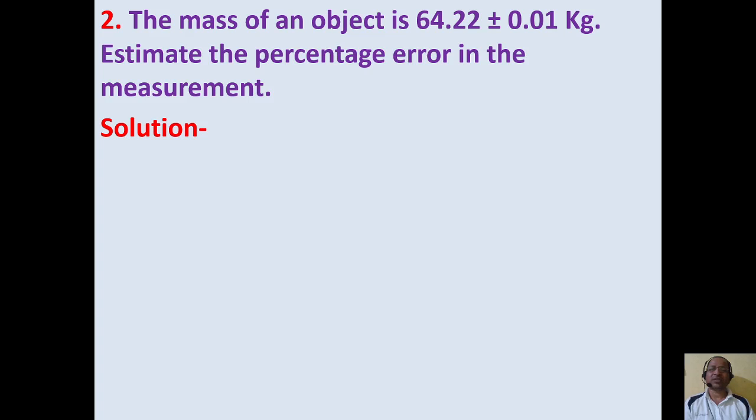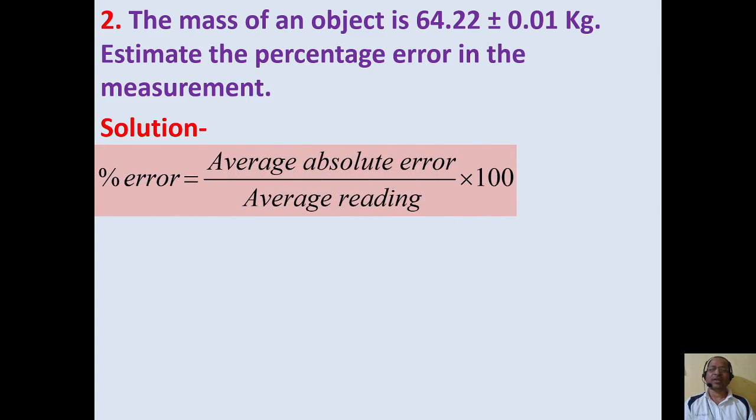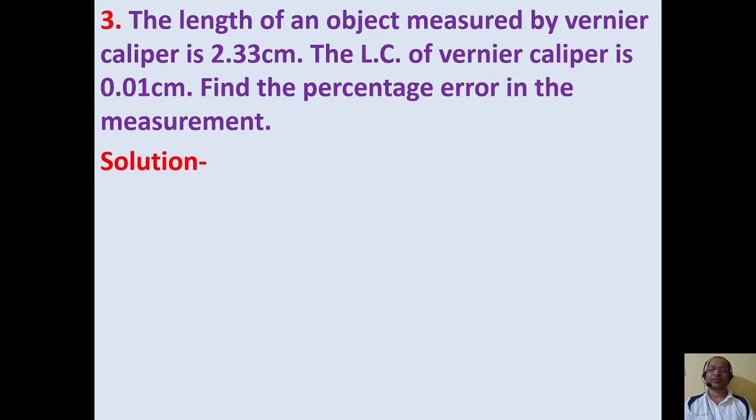In the second problem, the mass of an object is given as 64.22 plus minus 0.01 kilogram, and we have to find the percentage error in the measurement. Remember, in such problems, the first part given here, 64.22, is the average reading. The second part, 0.01, is the average absolute error. So you can directly find the percentage error using the formula average absolute error upon average reading multiplied by 100. So we write 0.01 upon 64.22 into 100. The percentage error becomes 0.016%.